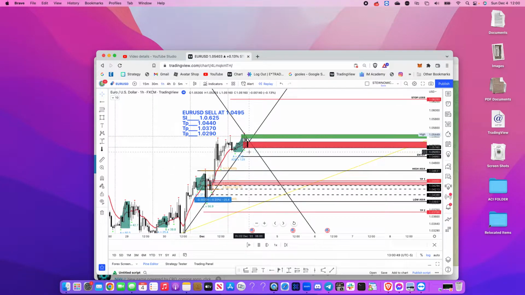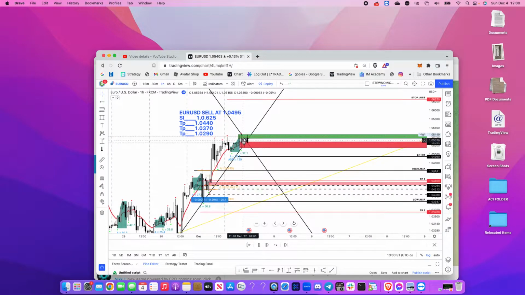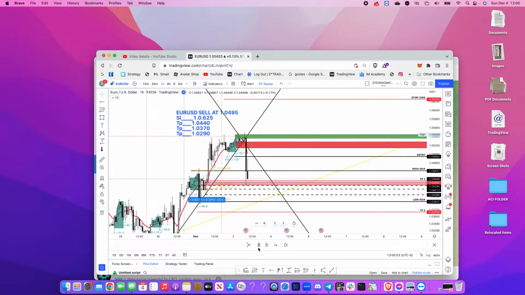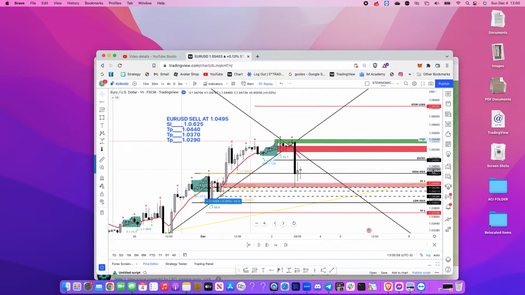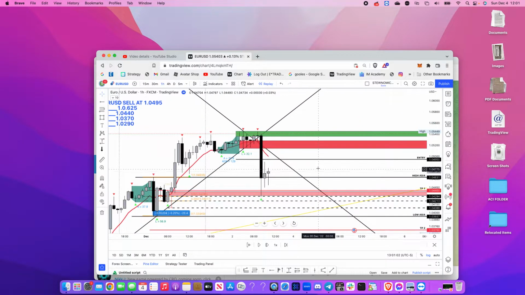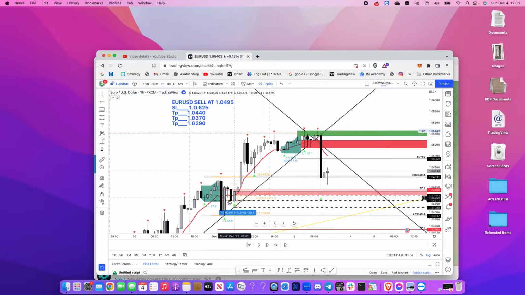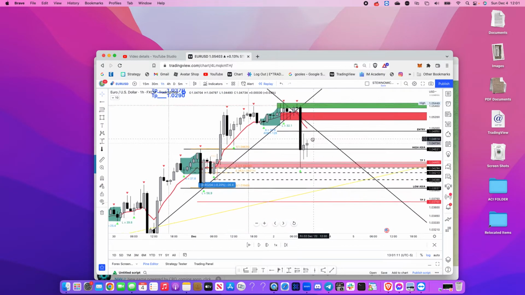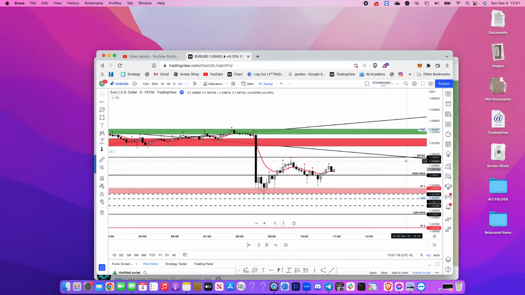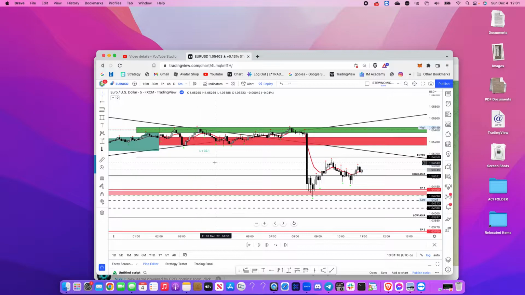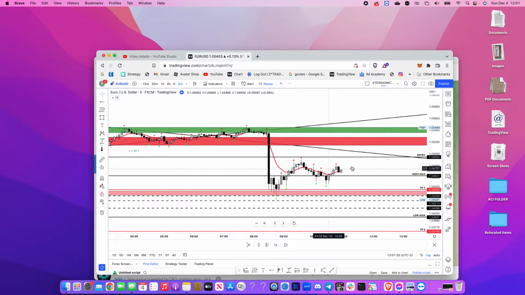If you notice on the 5-minute, look. So what happened? This is the 5-minute chart. This is why I like that entry. This was the 1 hour entry. Now when you drop down to the 5-minute, you're gonna see just how powerful the entry was.